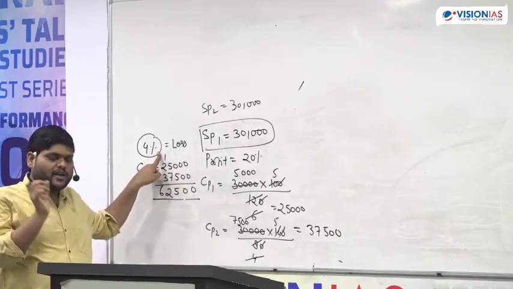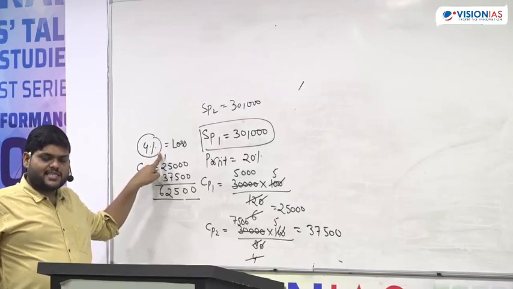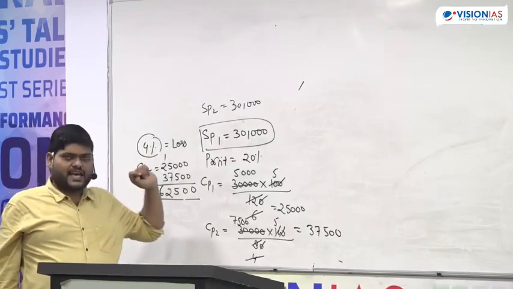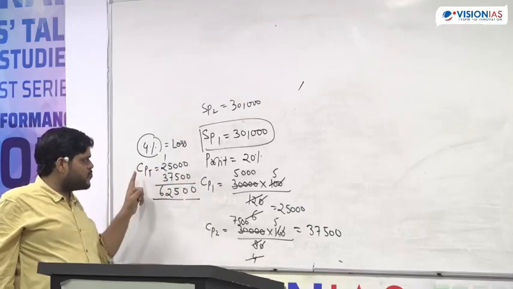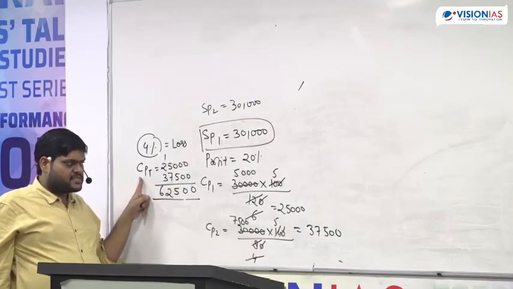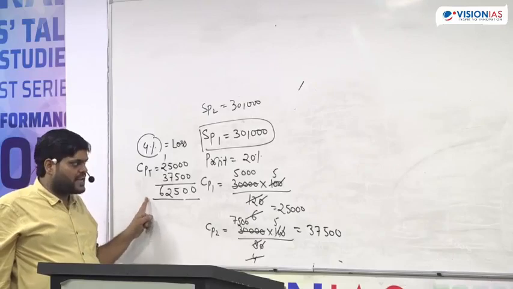And this is where you are making the mistake. This is where you guys are making the mistake. Are you getting my point or not? We have to first find out the CP, cost price. And how can we find out the cost price?